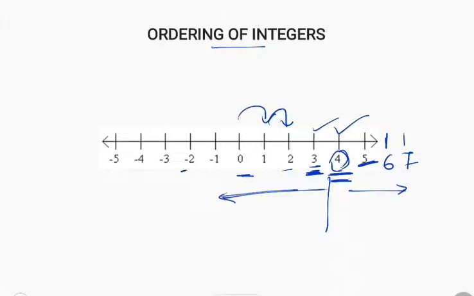So similarly, for the negative integers, this minus 2 is greater than the numbers on the left side. That is minus 3, minus 4, minus 5. So this minus 2 is greater than these numbers, but smaller than minus 1. So in the negative integers, the order is opposite. This 2 is greater than 3 and 4. But we are talking for the negative integers, like minus 2 is greater than minus 3, minus 4, minus 5. And this is how we move on the number line, one step at a time.